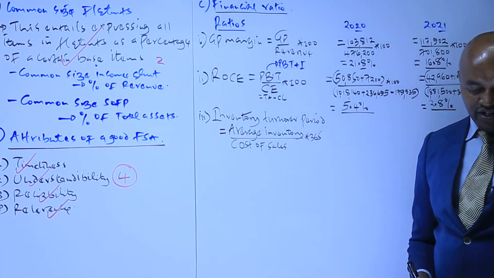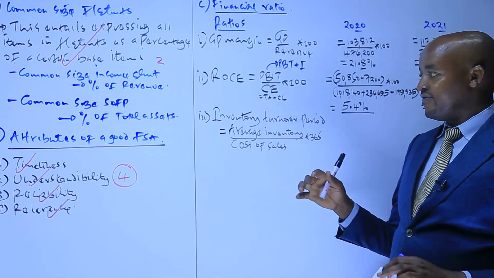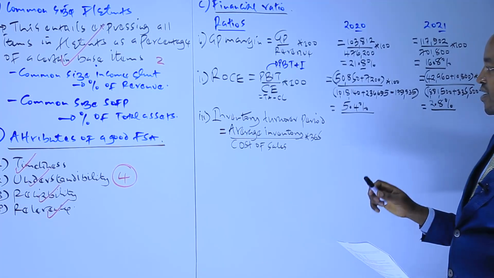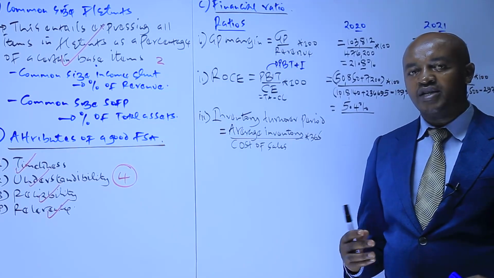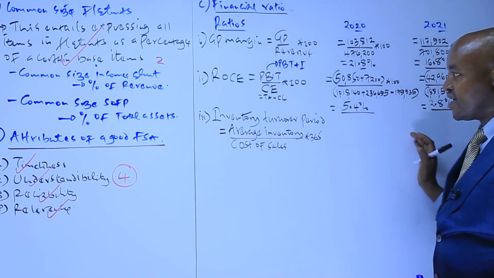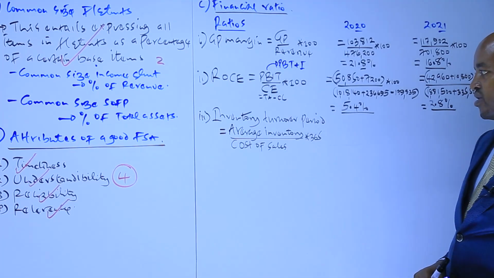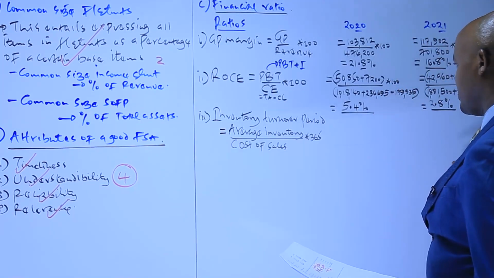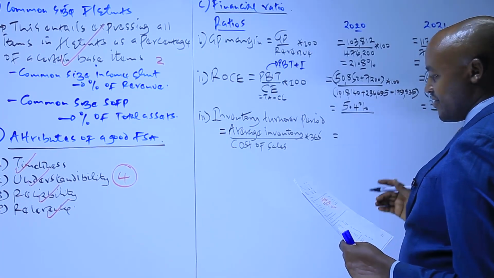So how do we compute the average inventory? We take the opening inventory plus the closing inventory divided by 2. But if you're given 2 financial years, 2020 and 2021, you only use the average figures if the examiner has given you the opening inventory for the first year. If you are not given that opening inventory, then for the 2 years you use your closing inventory as your average. So we have the closing inventory under the current assets.